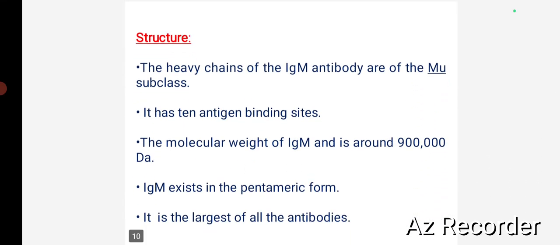Next, move on to structure of IgM. The heavy chain of IgM antibody is designated as mu subclass. It has 10 antigen binding sites. The molecular weight of IgM is around 9 lakh Dalton. IgM exists in pentameric form, which consists of 5 antibodies. It is the largest of all the antibodies. Among the 5 types of antibody, this is the largest one.